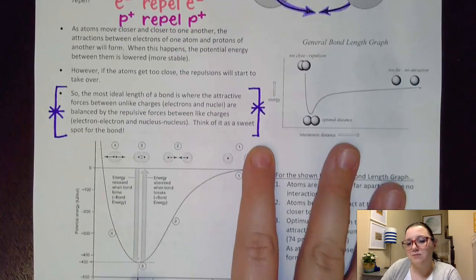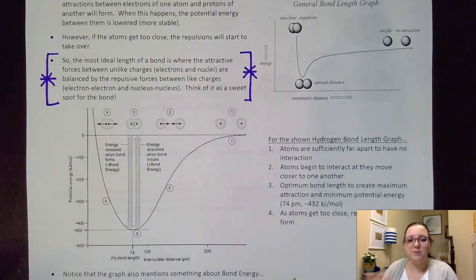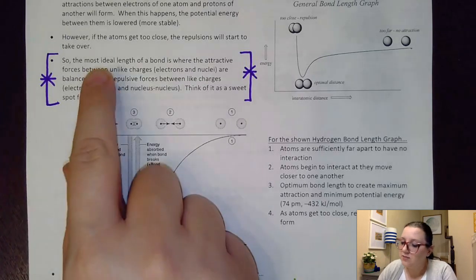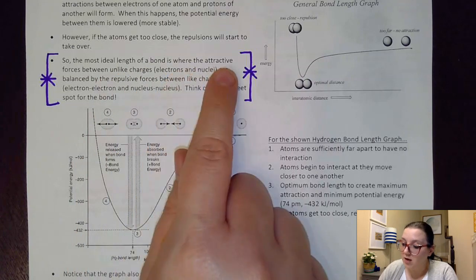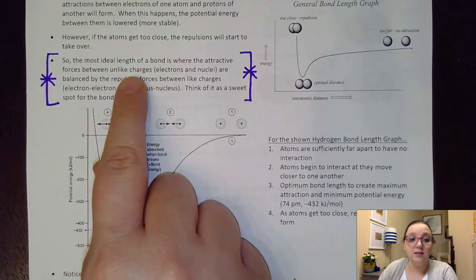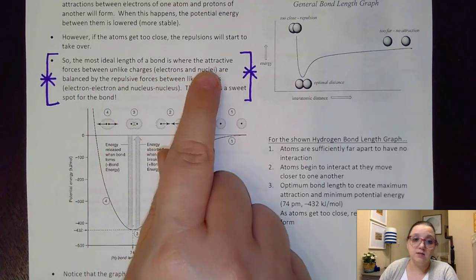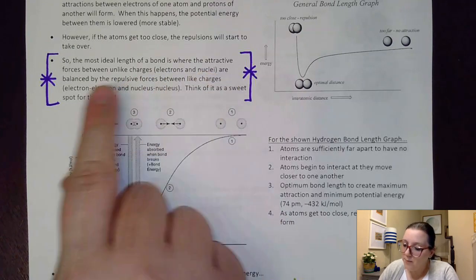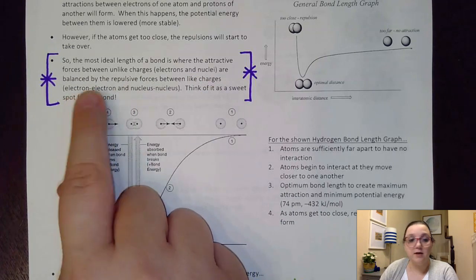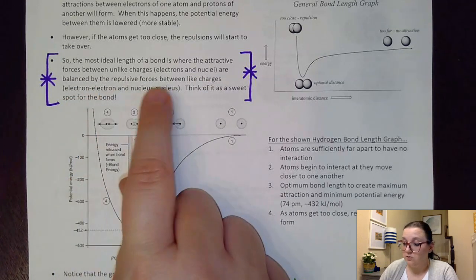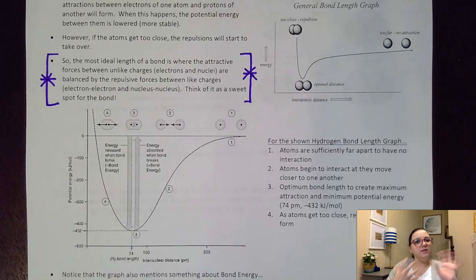So there's a little statement down here that I starred just because I feel like it's a really good summary of what has to happen here. It says that the most ideal length of a bond for covalence is where the attractive forces between unlike charges, so the electrons and the protons in the nuclei, are balanced by the repulsive forces between like charges, the electron-electron repulsions and the nucleus-nucleus repulsions. So again, we're trying to find this sweet spot for a bond where attractive and repulsive forces are balanced out.